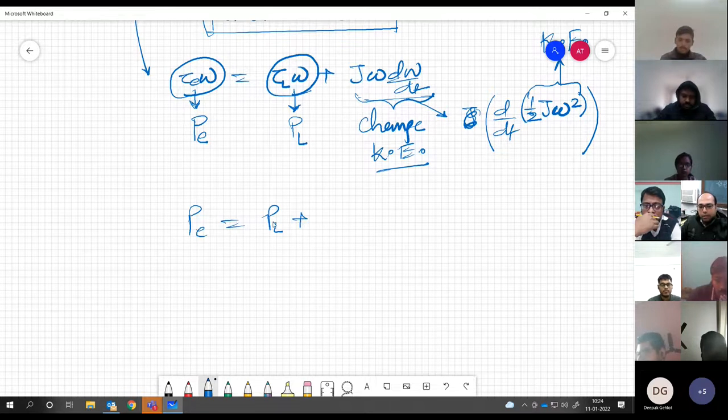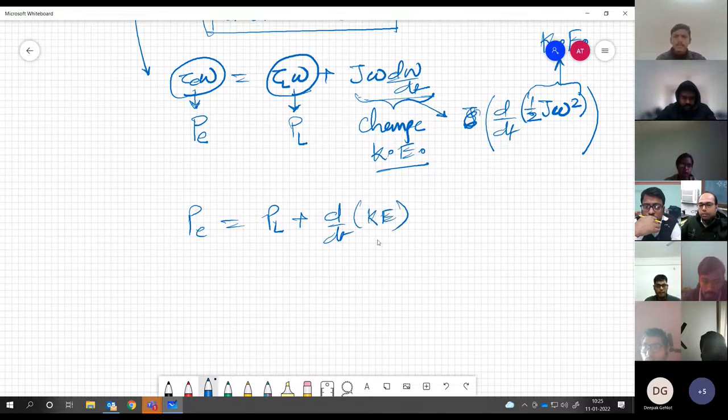Balanced in terms of what? Either it is fed to the load, which demands so much power. It could be a fan, or any other thing which demands that. If I have to rotate at this particular omega, I need this much power. That's what the fan is demanding, or the blower is demanding. And the rest of it is going into the rate of change of kinetic energy.